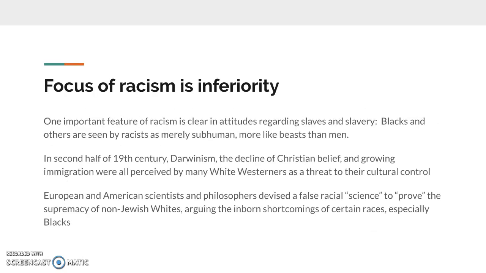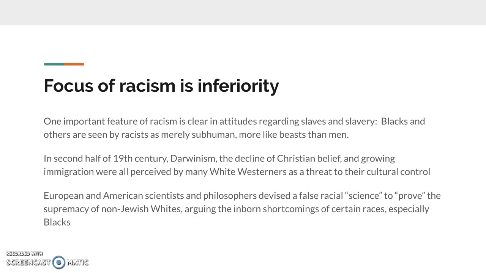And so what carries over today is that the focus of racism is still this concept of inferiority that's been ingrained in human brains for many, many years, many hundreds, even thousands of years, I guess. But one important feature of racism is clear in their attitudes regarding slaves and slavery, like I said, which is that Blacks and others are seen by racists as merely subhuman, and that's why they do not deserve the same rights and privileges that other human people have. They saw them more like beasts or animals than they did men or women or children.